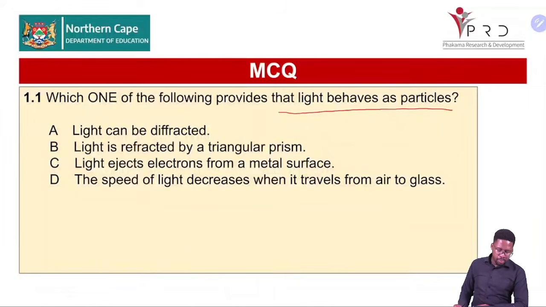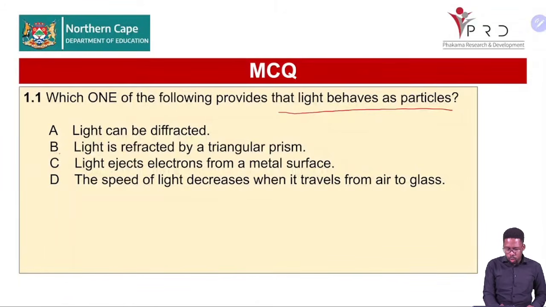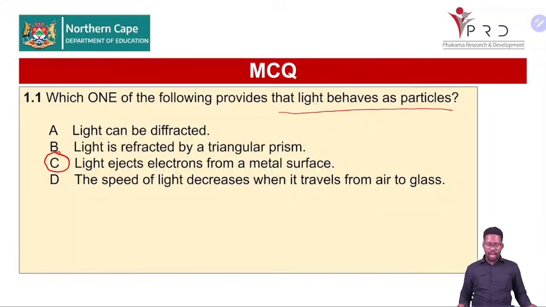A, light can be diffracted. Remember, that is Huygens' principle, that is a wave. So that one cannot be correct. B, light is refracted by a triangular prism, that is a continuous wave. So B cannot be correct. D, the speed of light decreases when it travels from air to glass. You know that is factually incorrect. The speed of light is always 3 times 10 to the power 8 meters per second. So we're left with one obvious option, which is C, that light ejects electrons from a certain metal surface.